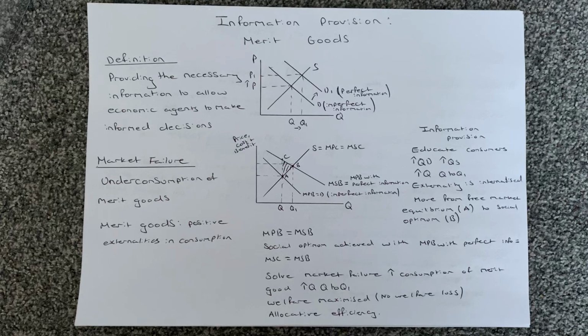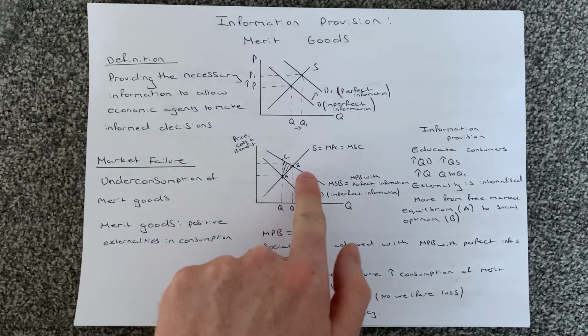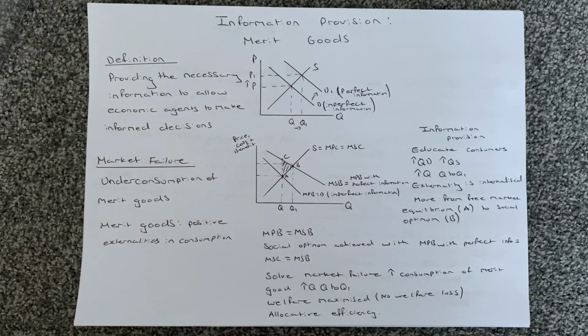And we should have a case where the marginal private benefit with the perfect information is equal to the marginal social benefit. And this should solve the market failure with obviously increased consumption of the merit good. And obviously, again, just reiterating, with the increase in quantity from Q to Q1, the welfare is maximised as there's no welfare loss. Originally, we did have a welfare loss of ABC, but by operating at the social optimum, that welfare should be maximised now. And we should achieve allocative efficiency.